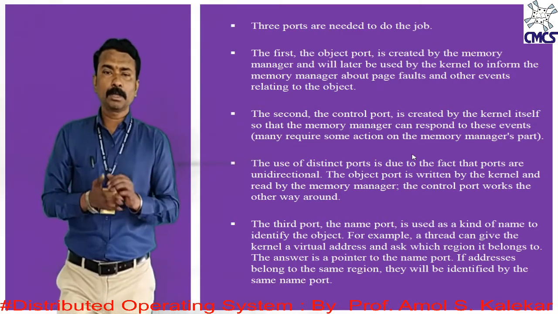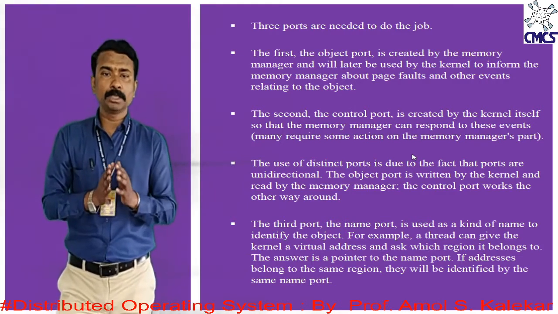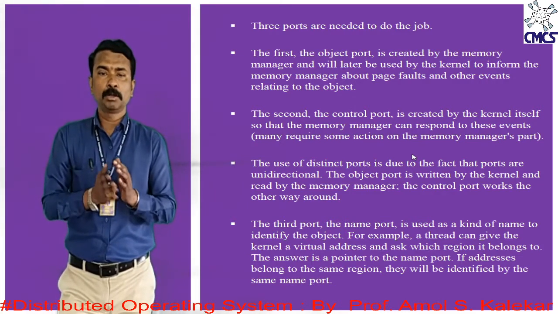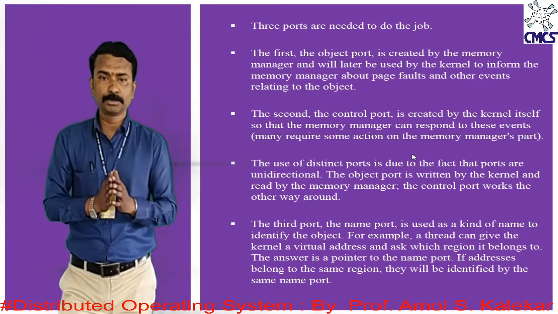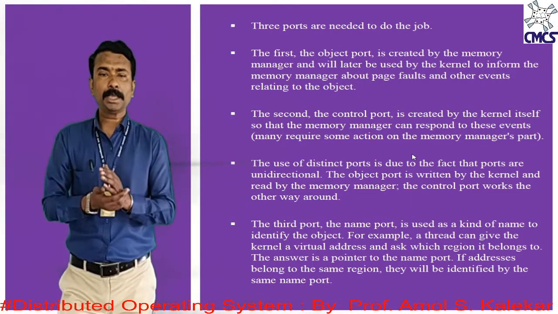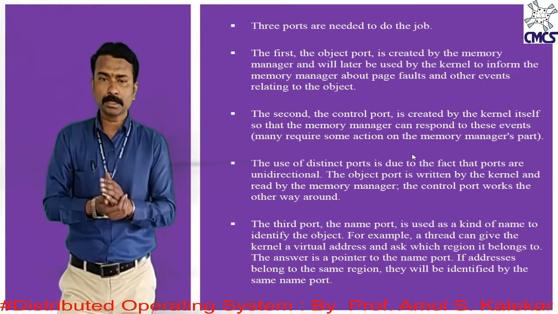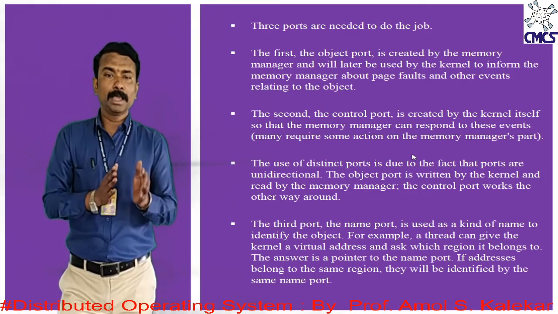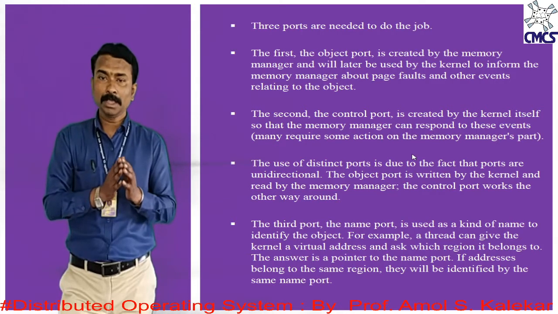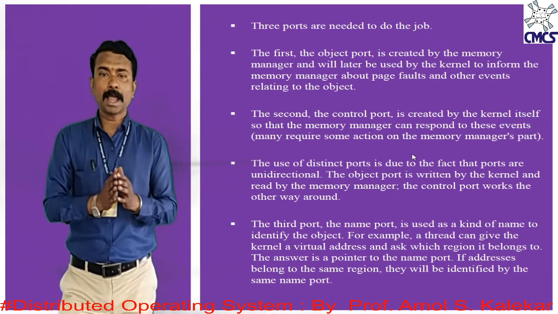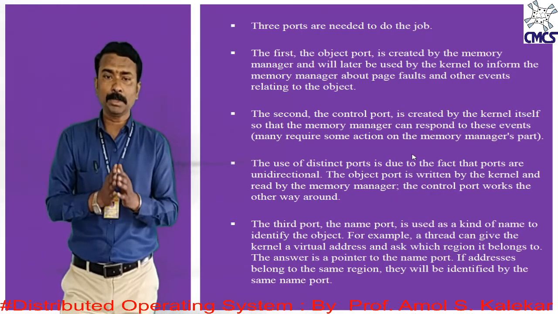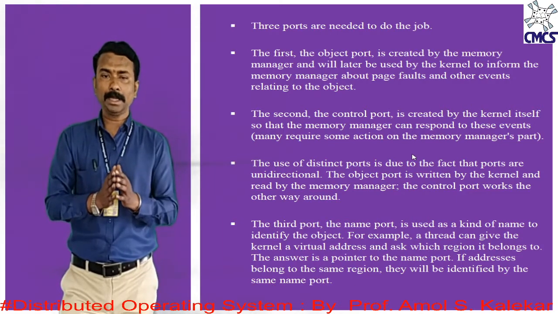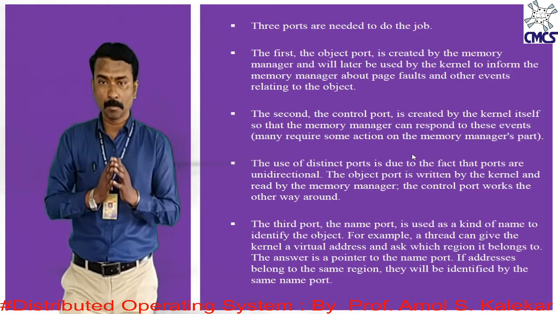The third port, that is the name port, is used as a kind of name to identify an object. For example, a thread can give the kernel a virtual address and ask which region it belongs to. The answer is a pointer to the name port. If the addresses belong to the same region, they will be identified by the same name port. Okay.